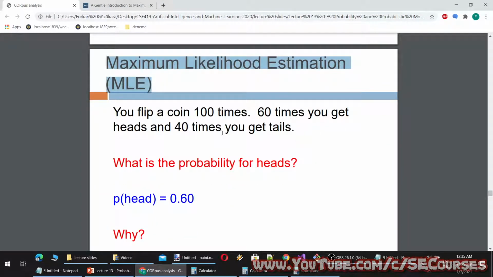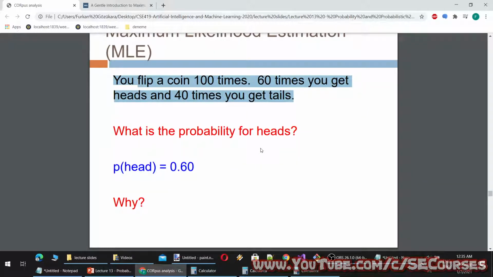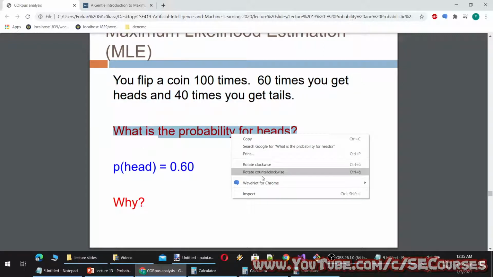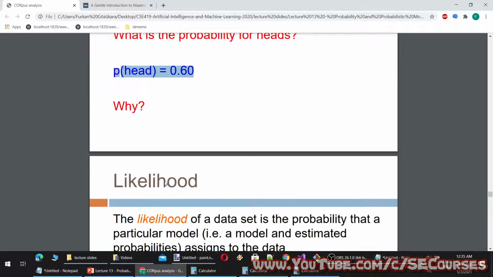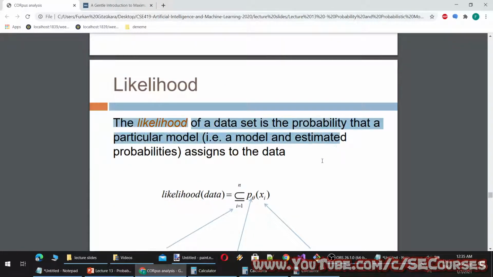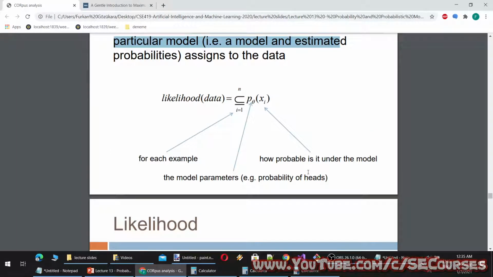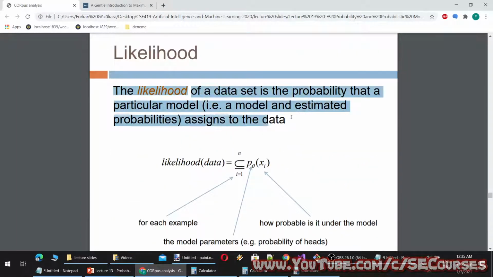Maximum likelihood estimation (MLE). You flip a coin 100 times. 60 times you get heads and 40 times you get tails. What is the probability for heads? It is this likelihood. Okay, we have seen it. Okay, let's analyze it.